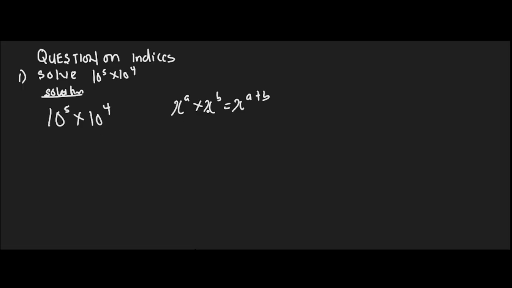In this case, we have the same base. When we have the same base, all we just use is the power. We have the same base here, 10. Take one 10 and sum the power, 5 plus 4. Here we are going to have 10 raised to power 9. We have solved that.